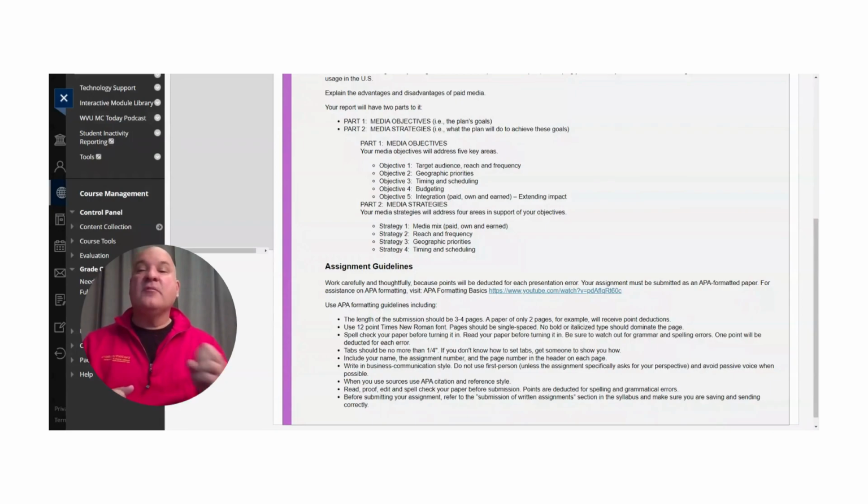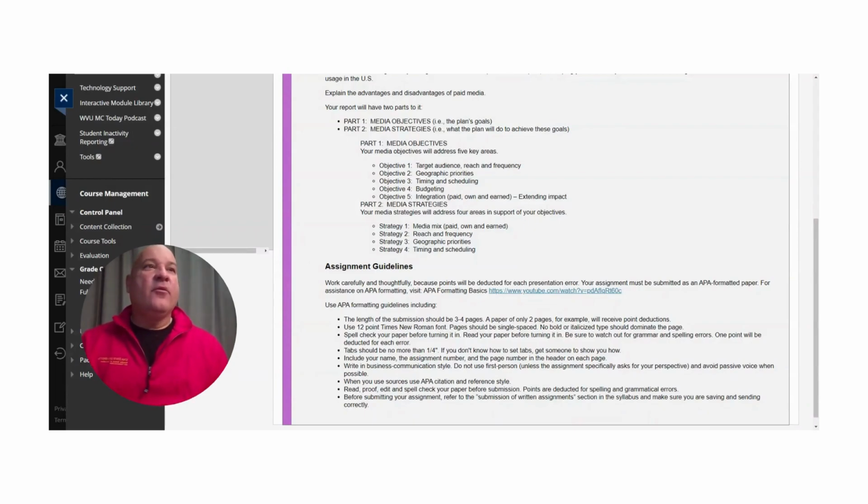So I'm going to look for some thoughtful essay here on the information that you've already provided, right? So you've done the target audience, you've done paid, owned, and earned, right? So build on that, use that information, your SWOT, and then apply it now to your objectives and strategies, okay?